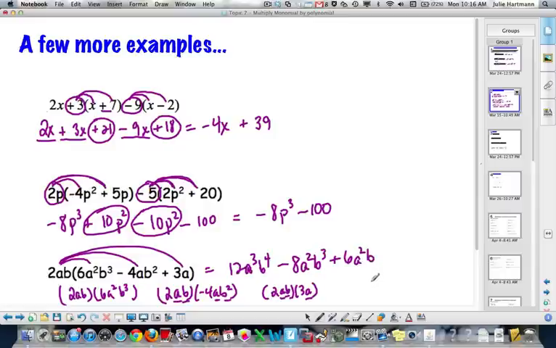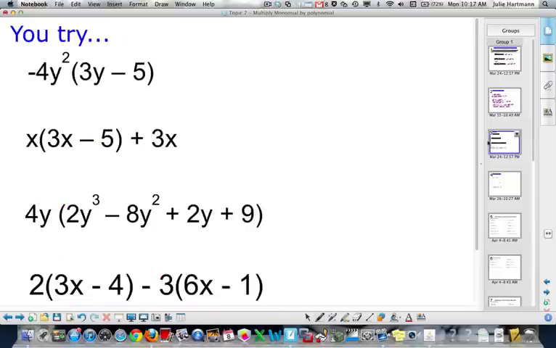Alright, so you want to remember, you add your exponents. When you're multiplying, same base, you add your exponents. Okay? So that's it for multiplying a monomial by a polynomial. There's your tries. Try each of those, and we will go over that in class tomorrow.